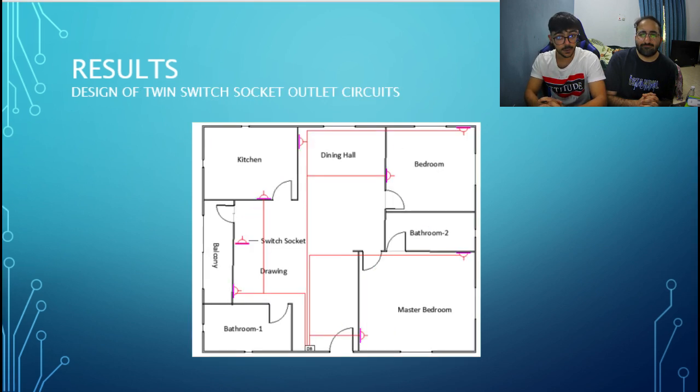In the design of the twin socket outlet circuits, we can clearly see that we have one in the bedroom, one for the dining hall, one for the kitchen, one for the balcony, and another one in the master bedroom. In fact, we have two twin switch sockets in each bedroom.